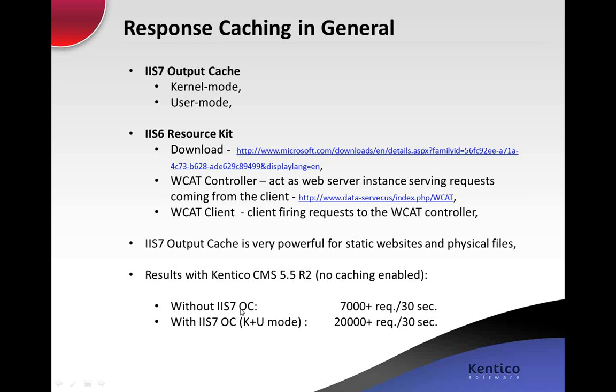Without IIS 7 output caching enabled, I got some 7,000 plus requests served in 30 seconds, while with IIS 7 output caching enabled, I got 20,000 plus. So you can sense the difference. In case your website is static enough and you serve a lot of requests that are more or less the same for all the visitors, I'm pretty sure that IIS 7 output caching might be something interesting for you.